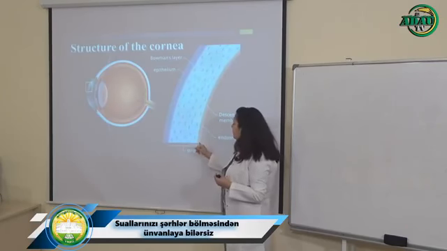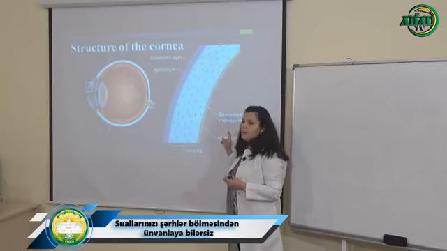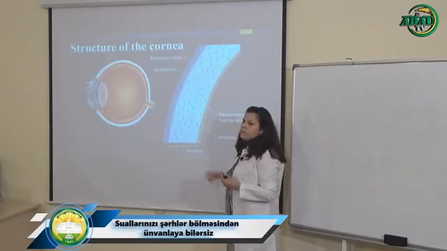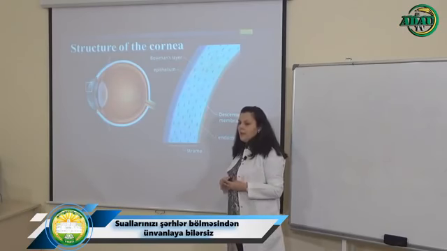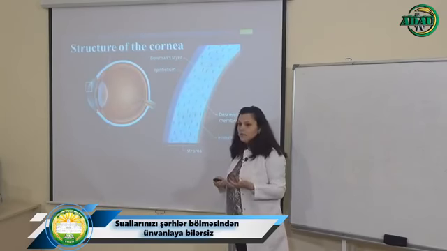Then we have the fourth layer, which is called the Descemet membrane. Another name of the Descemet membrane is the posterior limiting lamina. And there is the endothelium. The endothelium is also called the posterior epithelium. As I already said, the cornea is transparent. But you can ask how and why the cornea is transparent.